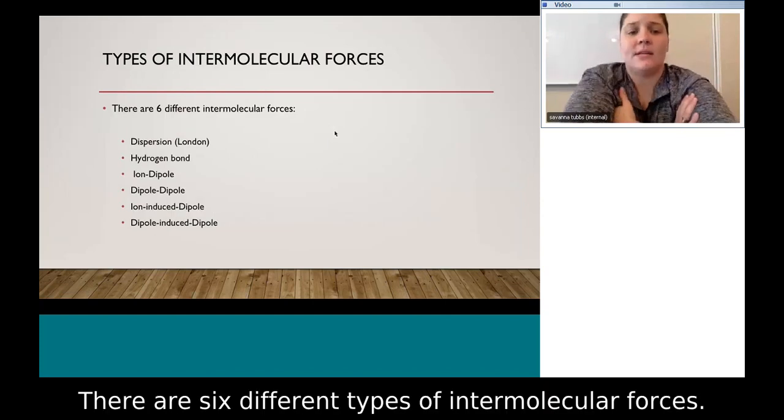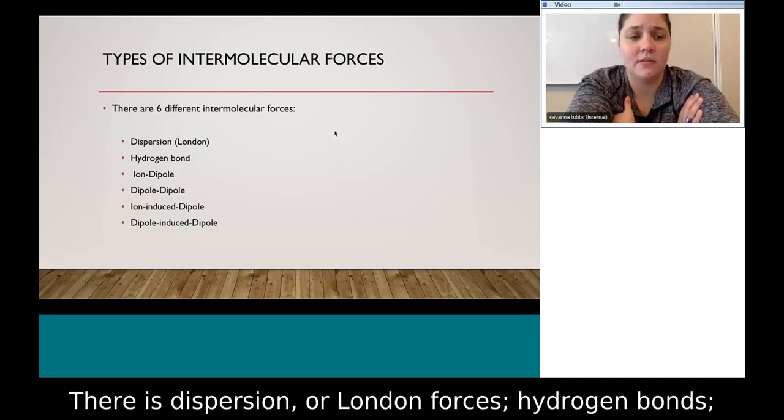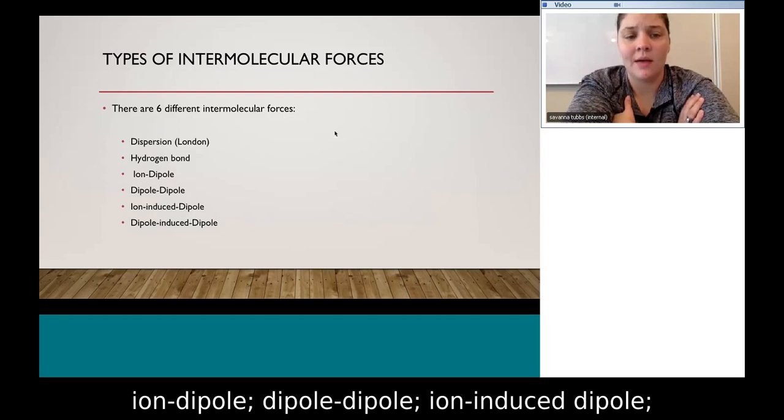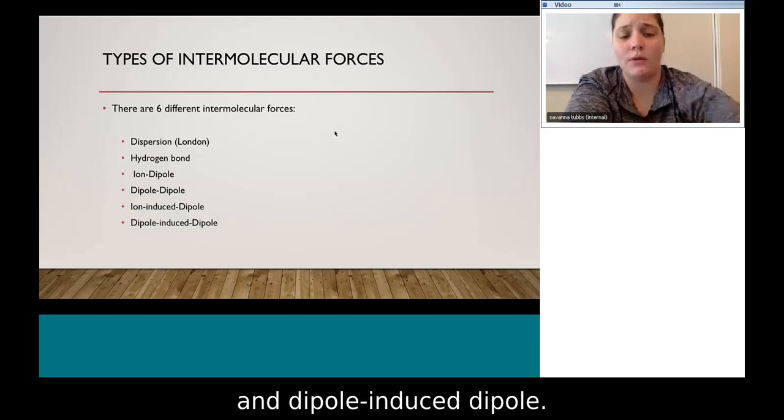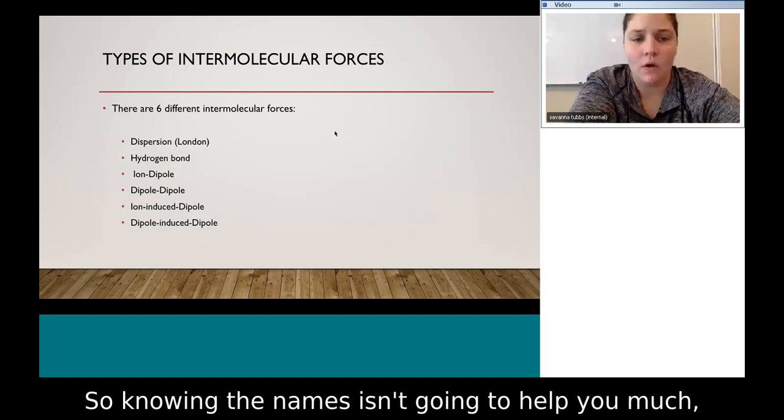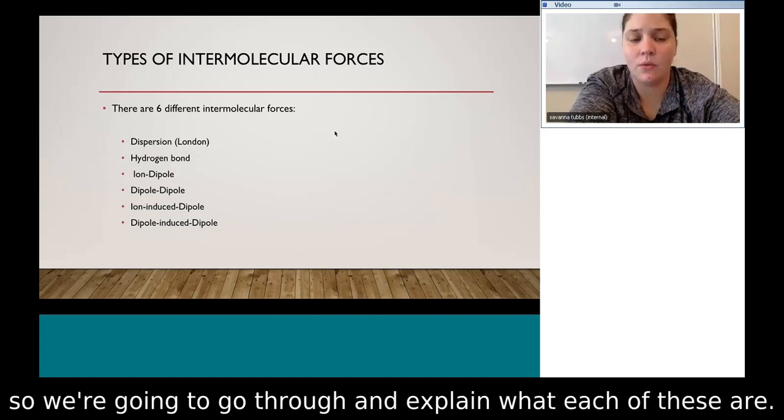There are 6 different types of intermolecular forces. There is dispersion or London forces, hydrogen bonds, ion dipole, dipole-dipole, ion-induced dipole, and dipole-induced dipole. Knowing the names isn't going to help you much, so we're going to go through and explain what each of these are.